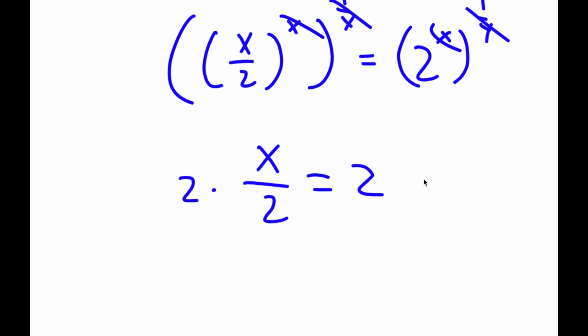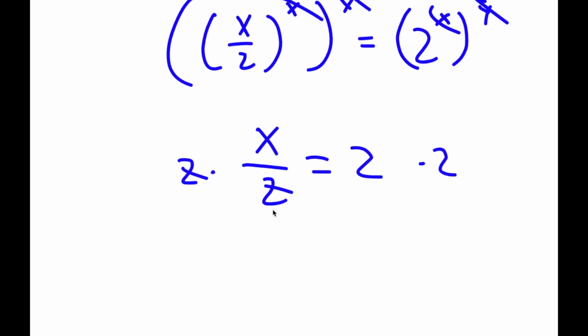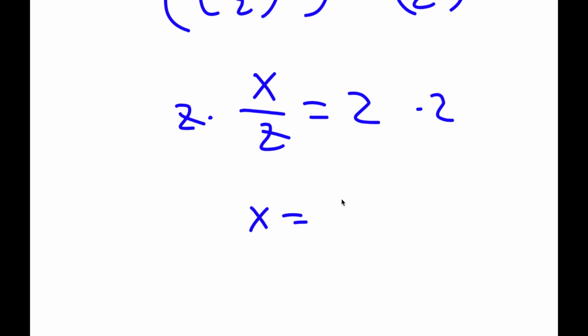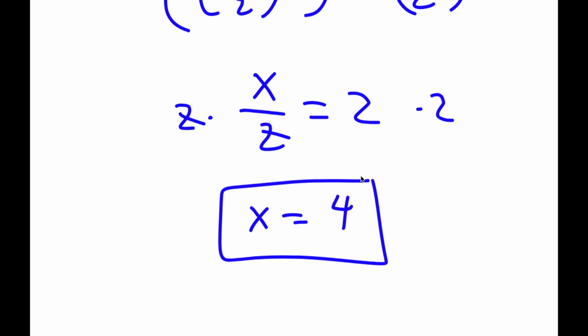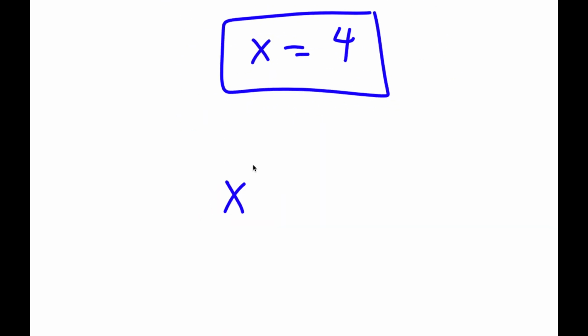Now to solve this, all I have to do is simply multiply both sides by 2, and I'll be left with x is equal to 2 times 2, which is 4. Now I actually have a second method of solving this problem. So I have x to the power of x is equal to 2 to the power of 2x.